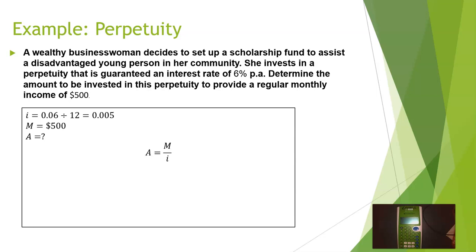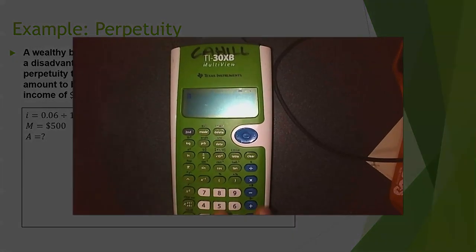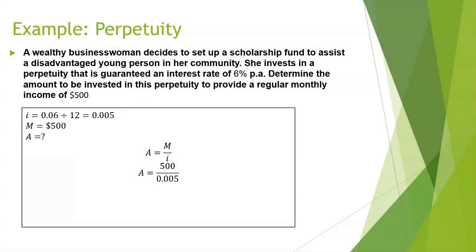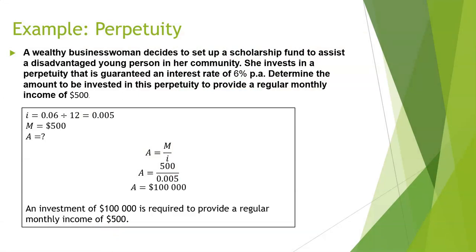So here's our formula. A equals M over I. 500 divided by 0.005. Get out my trusty calculator. So 500 over 0.005 equals $100,000. So let's write a statement. An investment of $100,000 is required to provide a regular monthly income of $500.